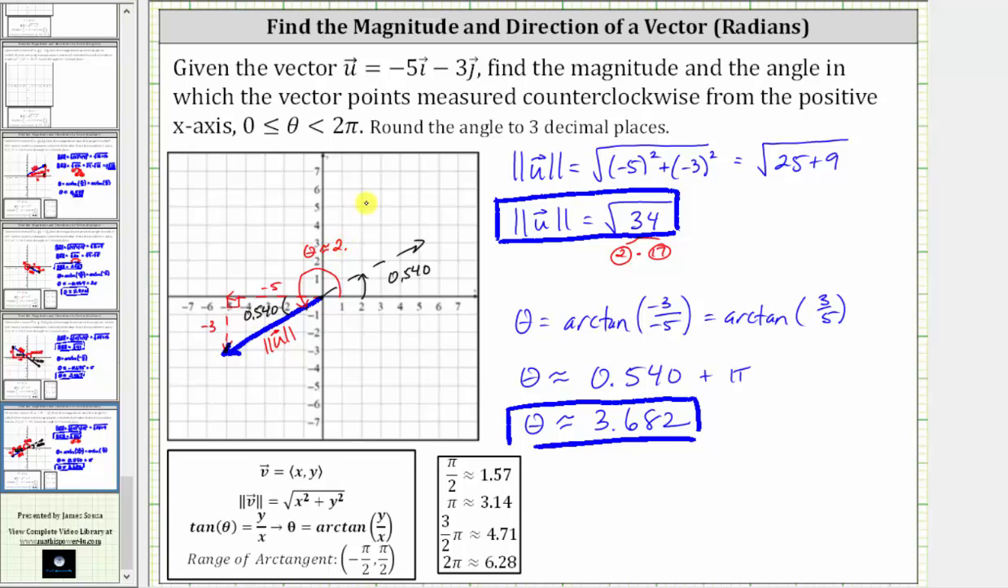this angle here. I hope you found this helpful.